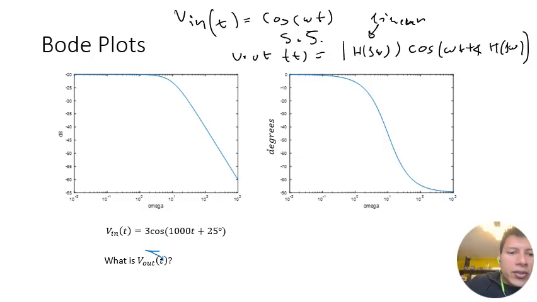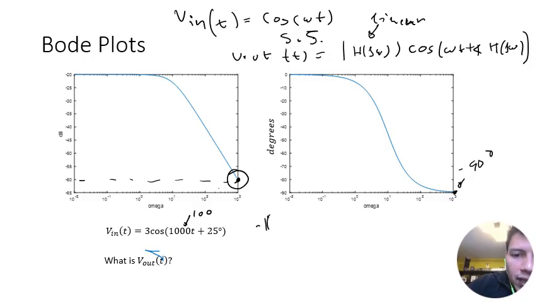Okay, so if I told you that the input is 3 cosine 1,000 t, that means that your omega is 1,000. So you can look at your frequency response at 1,000. And then you can look at your angle at 1,000. So this is negative 90 degrees. Now, this is in decibels, so you need to convert to a linear scale. Negative 60 dB.